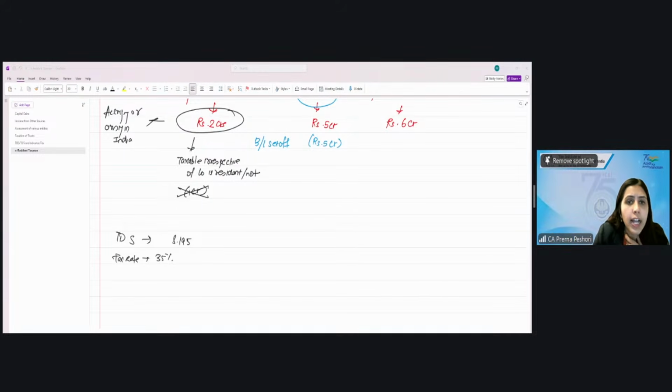Okay. And the TDS, let's say for example, if any company pays to this company, which has become resident of India, the TDS will be deducted under 195, not under 194J, 194C and all those sections, because that is a more specific provision. So that is about the residential status.